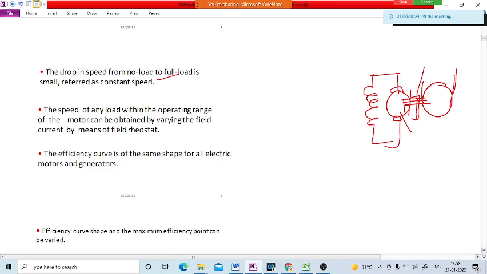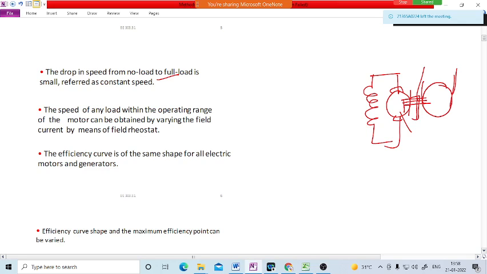The speed at any load within the operating range of the motor can be obtained by varying the field rheostat, which is connected with the field. By varying this field rheostat, we vary the speed of the motor.